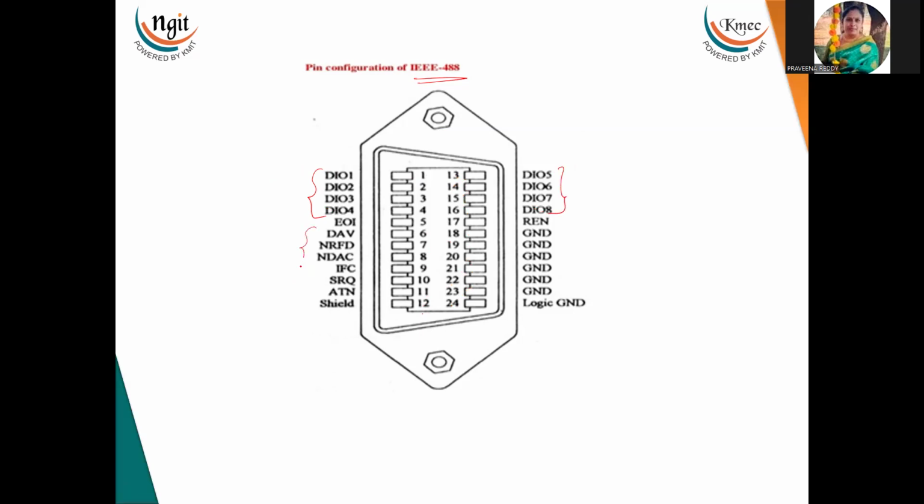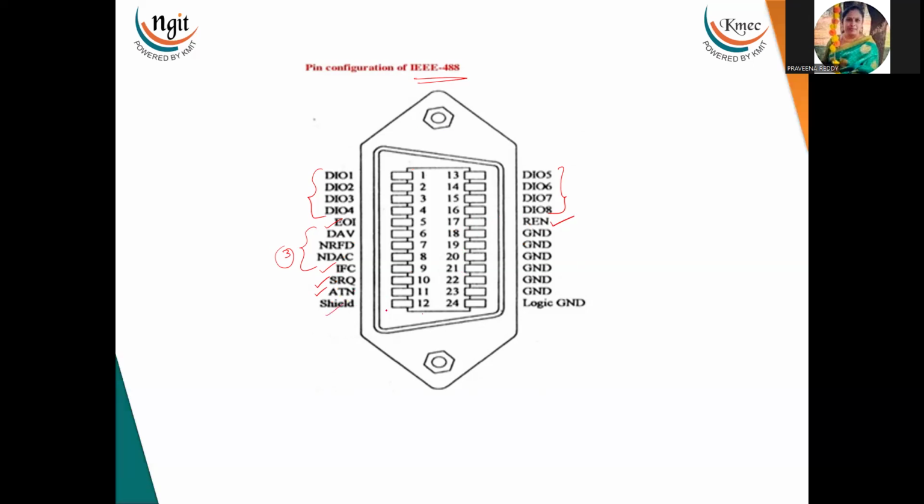Here DAV is data valid, NRFD is not ready for data, NDAC is not data accepted. These are the 3 handshaking signals. And EOI, IFC, SRQ, ATN, and REN. These are the 5 management lines, or control lines as we can also say. And shield is nothing but what?